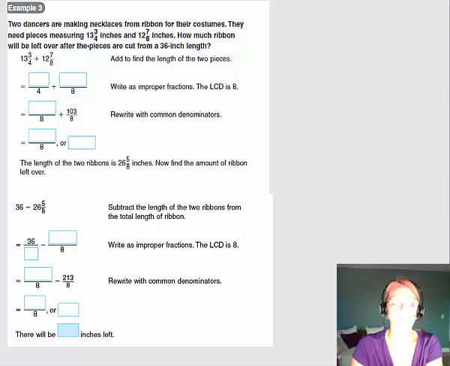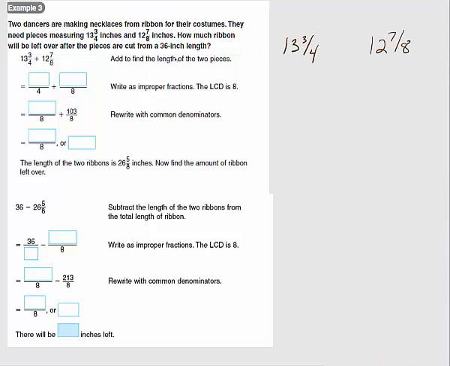Here's example 3. In this case, we have two dancers that are making necklaces from ribbon for their costumes. They need pieces measuring 13 3/4 inches and 12 7/8 inches. How much ribbon will be left over if the pieces are cut from a 36-inch length? Well, first I need to find out how much they're using. So I'm going to take 13 3/4 and 12 7/8, and I'm going to write them as improper fractions.